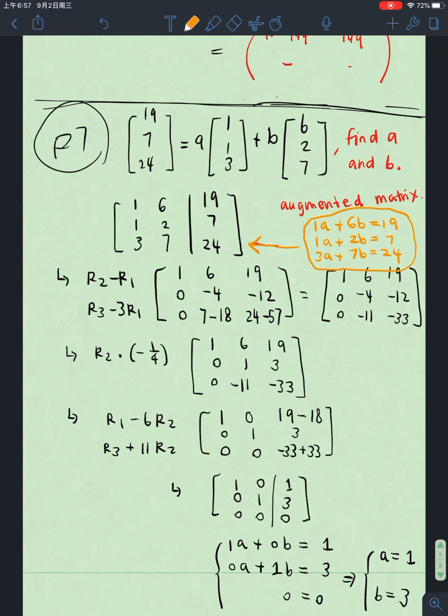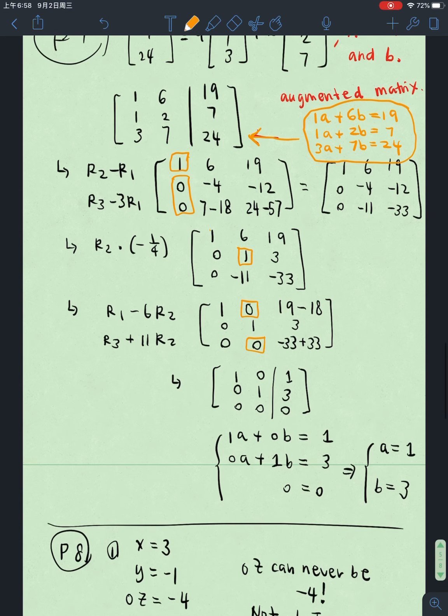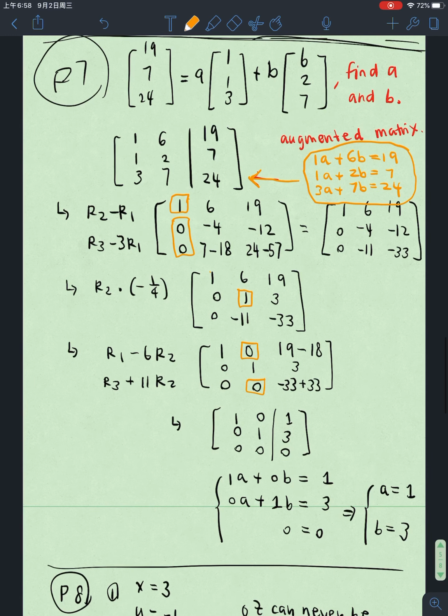After you write it in the augmented matrix, you can do the row operations just as what I did before in order to get the correct form. So the leading term 1, all the numbers below it 0, and the second leading term 1, and the numbers above and below it 0. Here. Okay, I will go through it.